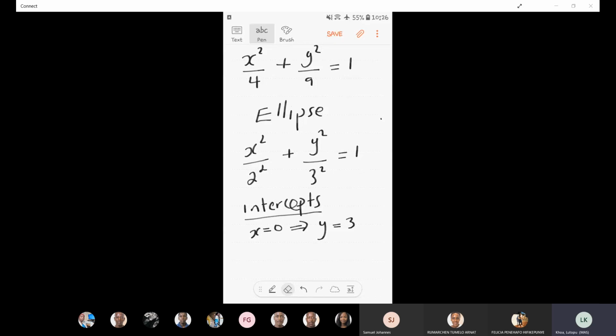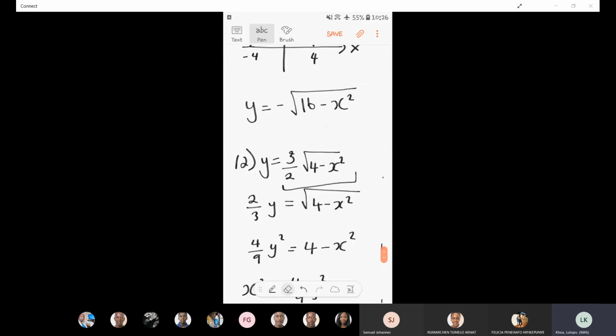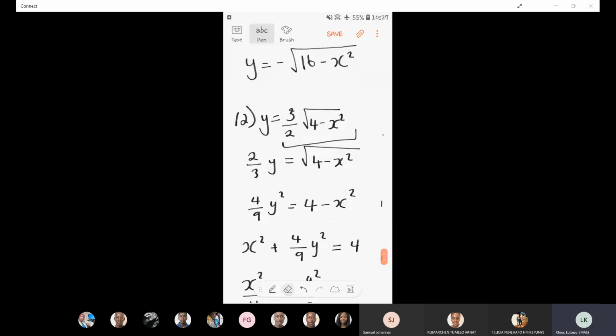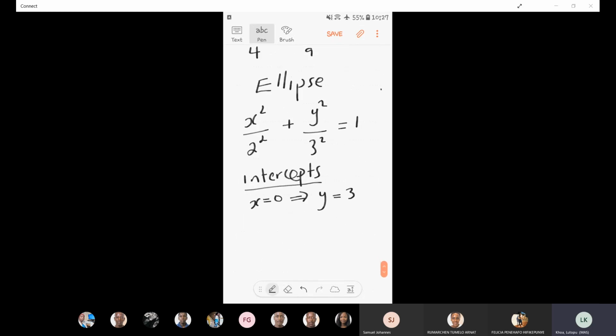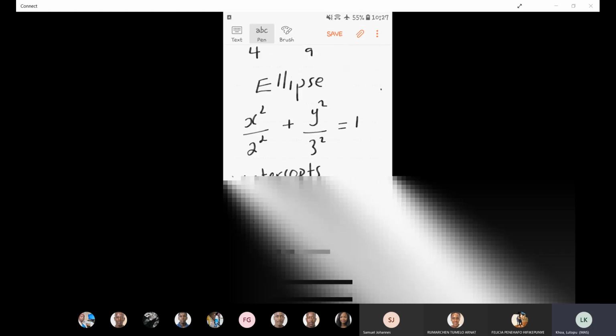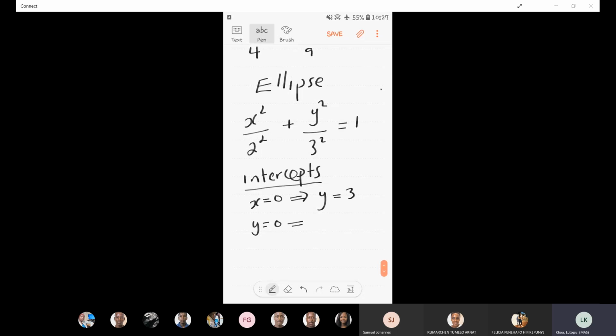The reason I'm only taking the positive one is because of the question. In the question, this square root is positive. So I only want the positive one. I do the same thing when y is equal to 0. So when y is equal to 0, this means that x is equal to 2.